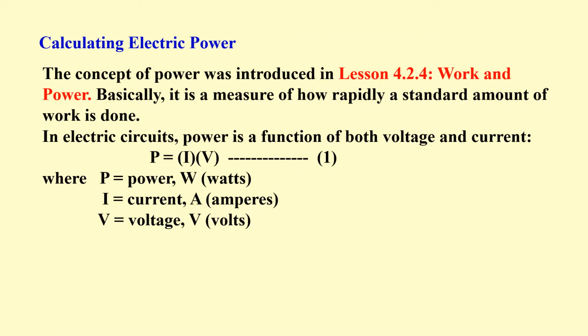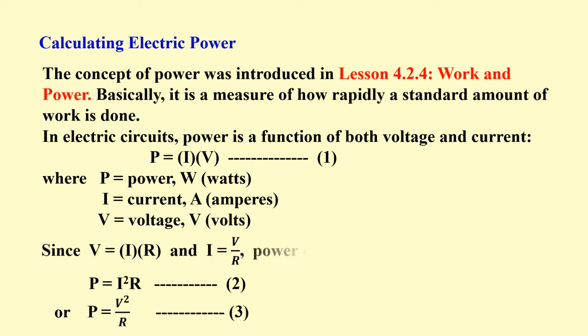Calculating electric power. The concept of power was introduced in Lesson 4.2.4, on work and power. Basically, it is a measure of how rapidly a standard amount of work is done. In electric circuits, the power is a function of both voltage and current. By this equation, P equals I times V, where P is the power in watts, I is the current, and V is the voltage in volts.